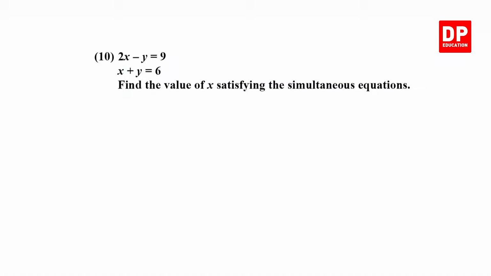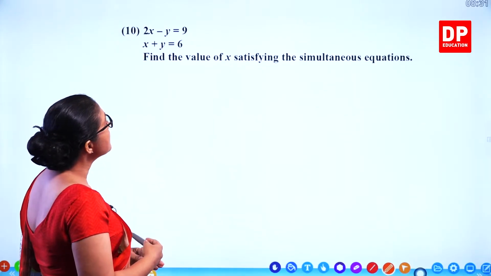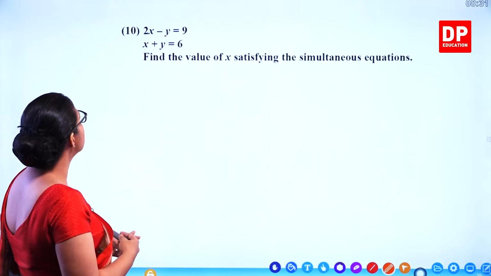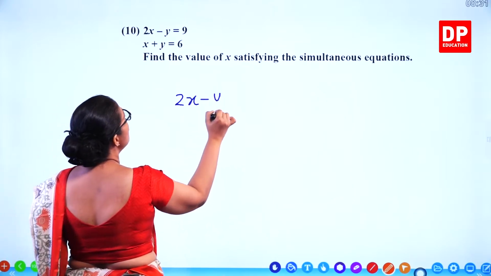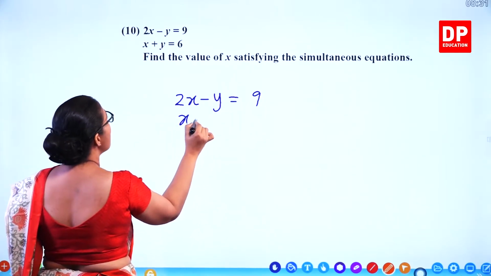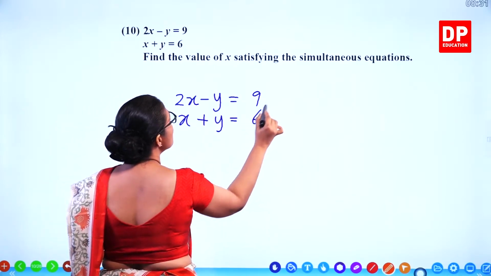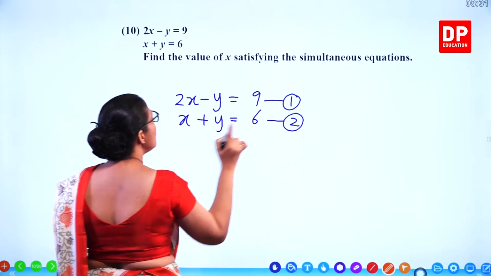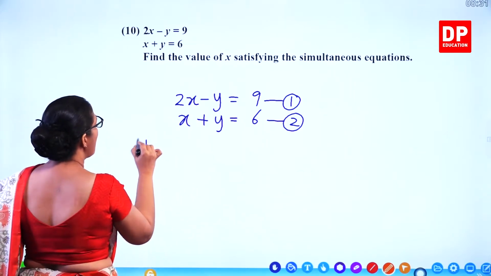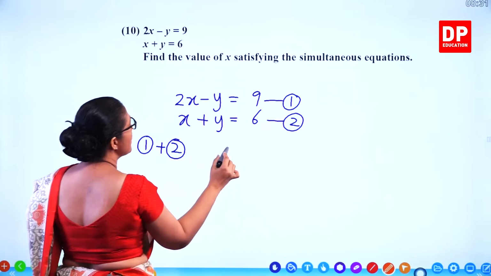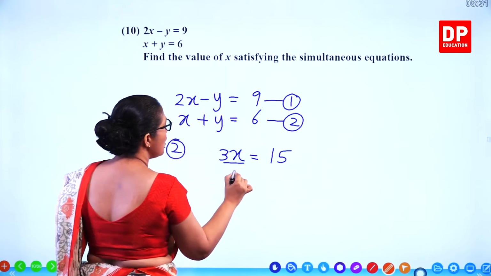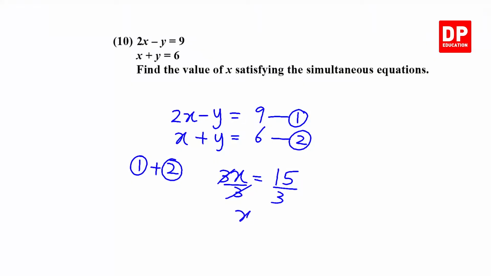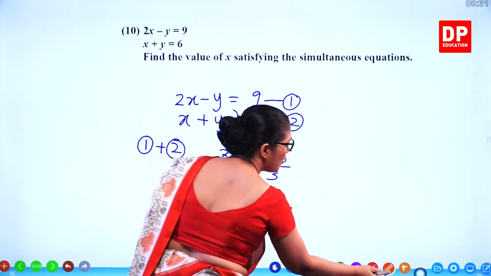Question number 10. You have given 2 equations. Find the value of x satisfying the simultaneous equations, only x. So you can get rid of y. What you do? When you take y coefficient, both are the same, but signs are different. So what you do when the signs are different? You add the 2 equations. 1 plus 2. You get 2x and x becomes 3x. 9 plus 6, 15. When you divide by 3, you get 5. So x is 5. So you need only to find out x. So you get 2 marks for that.